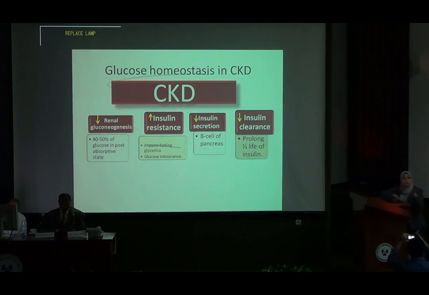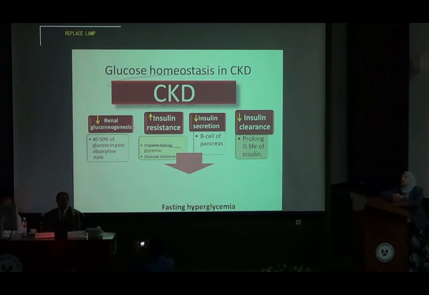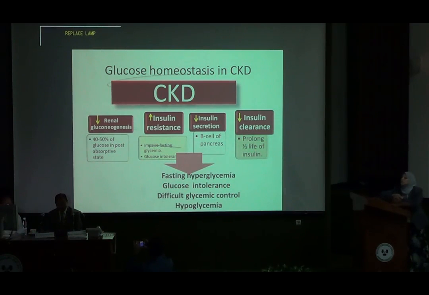The half-life of insulin is prolonged, so hypoglycemia can be caused by these three factors: decreased renal gluconeogenesis, decreased insulin secretion, and decreased insulin clearance. Glucose intolerance, on the other side, will be affected by insulin resistance. So subsequently we have fasting hyperglycemia and glucose intolerance in non-diabetic patients. In a diabetic patient, if insulin resistance is significant, there is difficult glycemic control, or on the other side, hypoglycemia can occur.